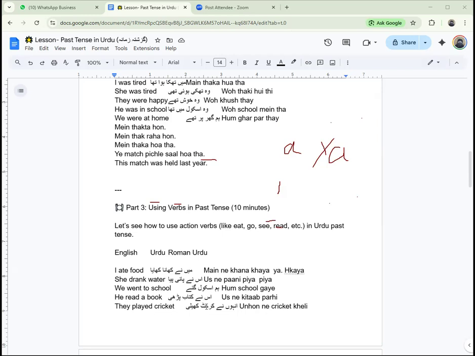Which sentence are you trying to read? We went to school, हम स्कूल गए. There is no ne there. गए ends on e, and e is a plural use. It ends on ya, and e is for plural. So why don't we use ne with plural? हम स्कूल गए.